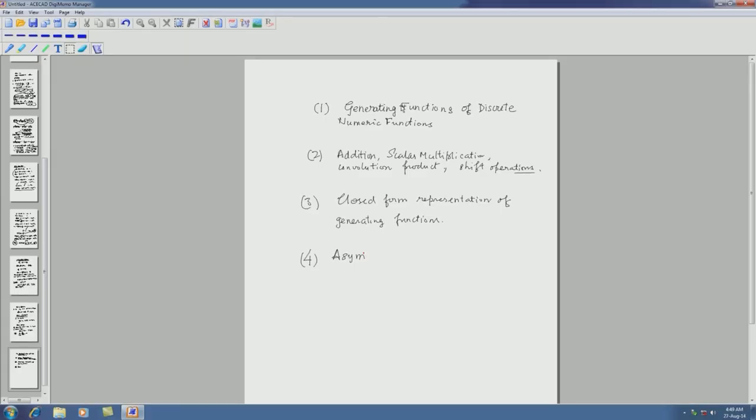And finally, we have discussed the necessary notations used to study growth of discrete numeric functions. These are called asymptotic notations. Among these asymptotic notations, we have discussed the most important four asymptotic notations: capital theta, big O, then we have capital omega, and lastly small o.